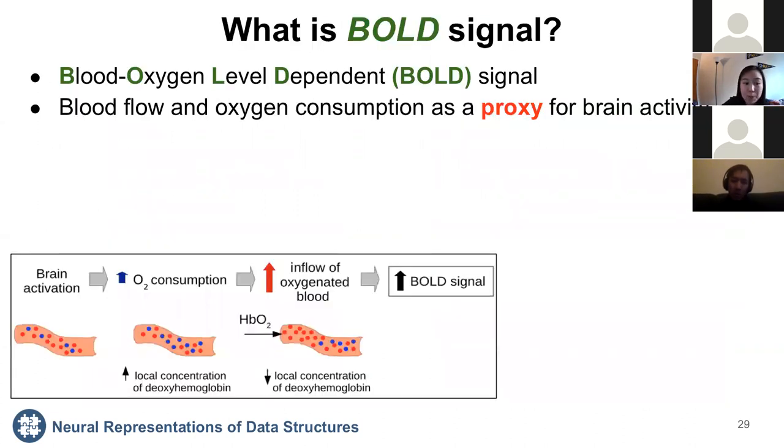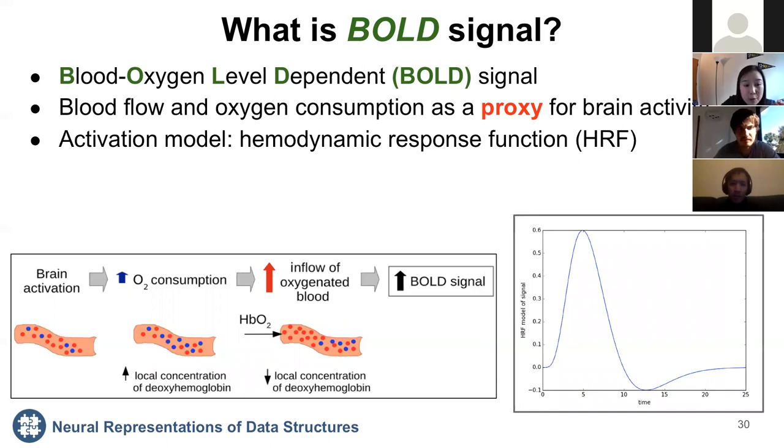Now let's talk about BOLD signals. The BOLD signal is the blood oxygen level dependent signal. The basic idea here is our brain needs energy when we're thinking, but it does not store the energy. So when we're thinking, it needs the blood to bring the oxygen and consume it. We use blood flow and oxygen consumption as a proxy for brain activity. Notice we don't directly measure brain activity. We use this proxy. We use the hemodynamic response function to model brain activations, which can be estimated from the measured BOLD signals.